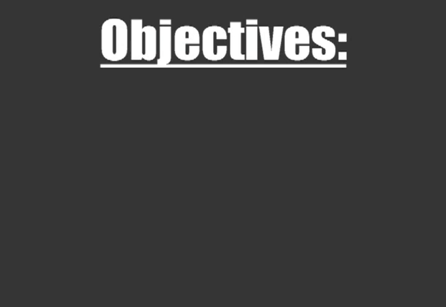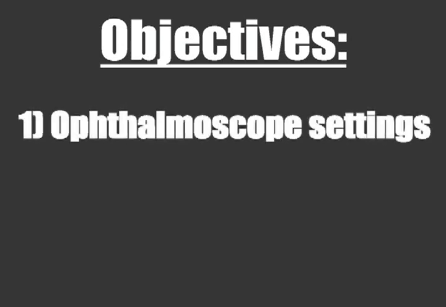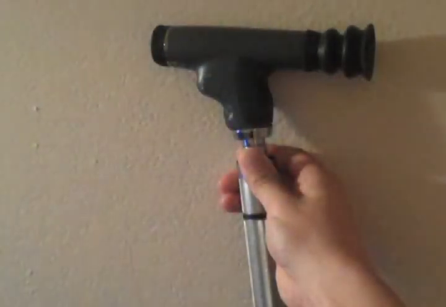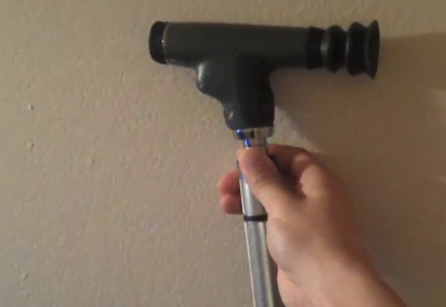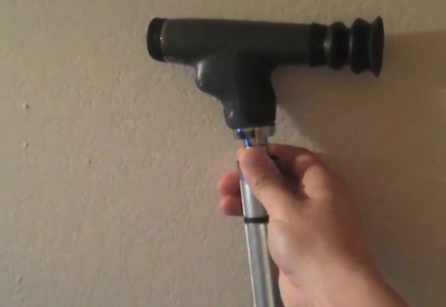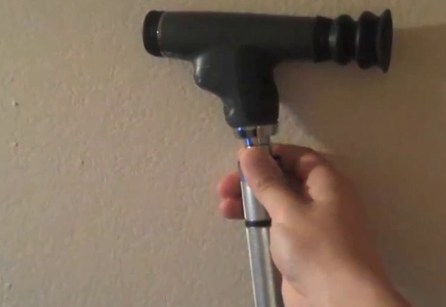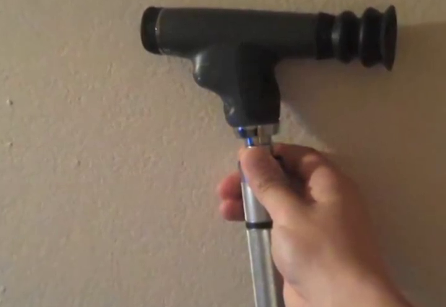The objectives for this video will be twofold. The first is essentially a review of the various settings on any given direct ophthalmoscope, and the second is a step-by-step approach to using the ophthalmoscope. The lessons from this video can be used for any traditional direct ophthalmoscope as pictured here, or for a panoptic direct ophthalmoscope, which is essentially the same thing with a few added benefits, including a larger view of the retina. Of note, the ophthalmoscope used in the rest of this video is the panoptic.